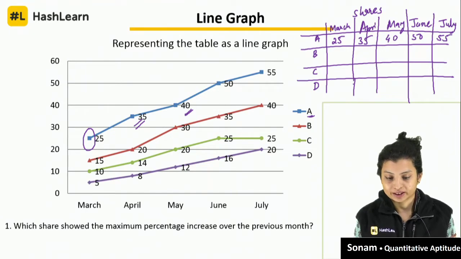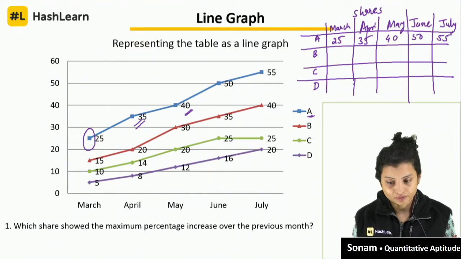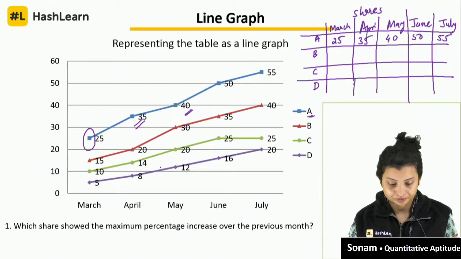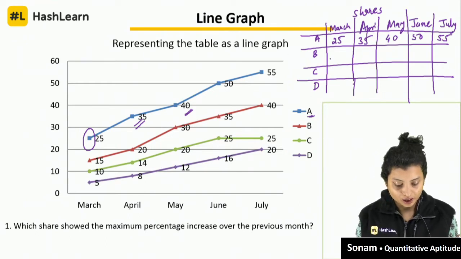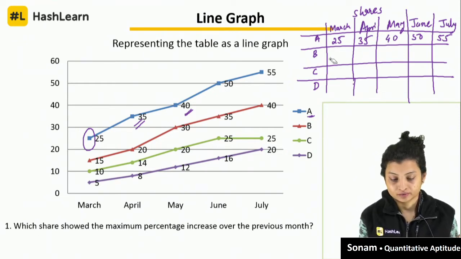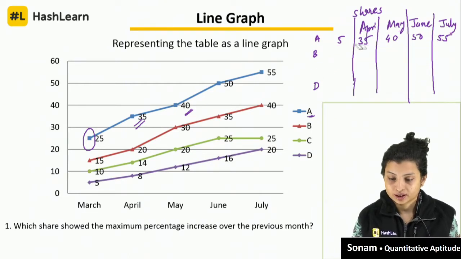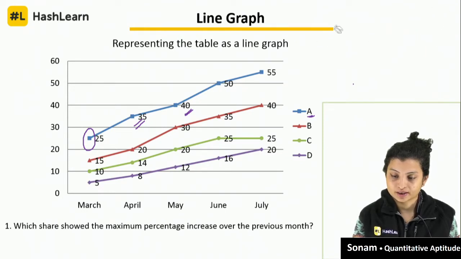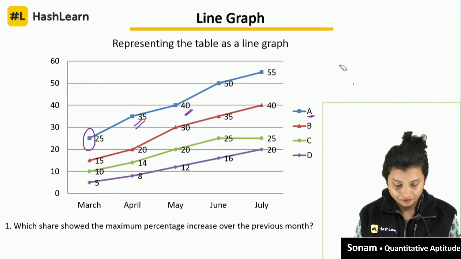So are you able to relate that from the table itself you can draw the line graph, and from the line graph you can draw the table, right? So you don't have to write this entire table, because we are going to solve the question in the line graph itself. I just made it so that you can understand that a line graph is nothing unique, it's just similar to a table.